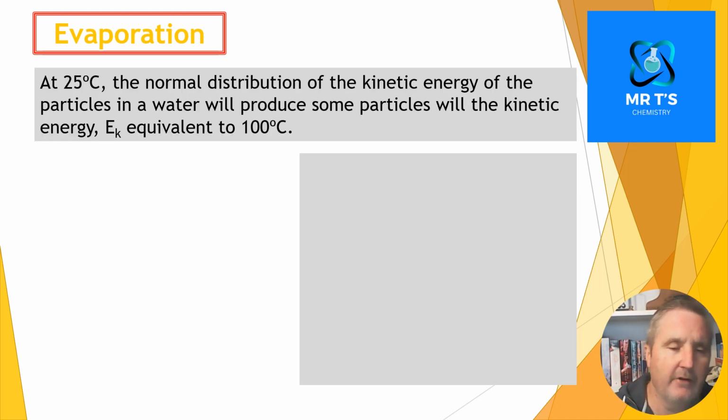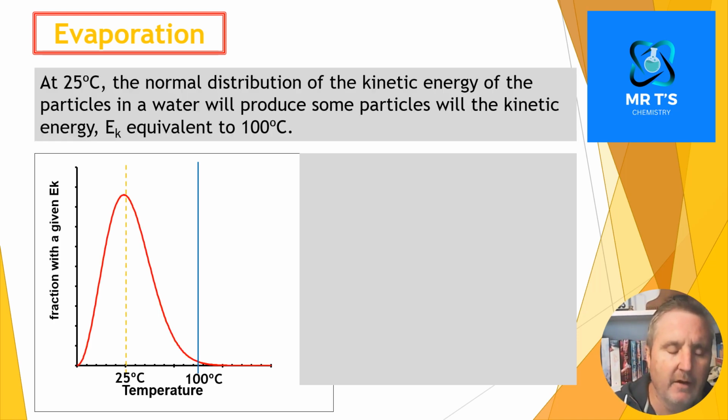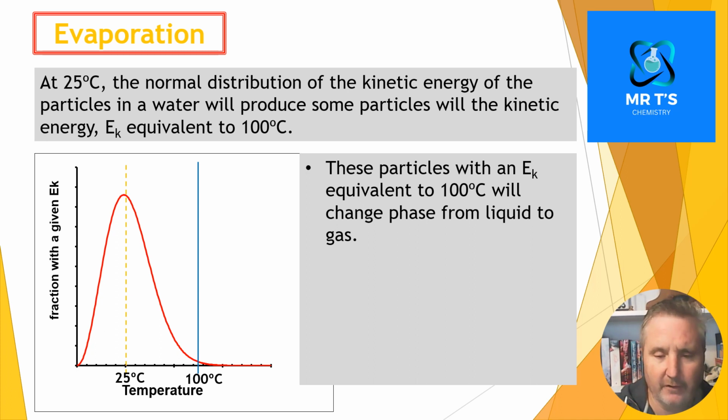Okay, what is evaporation? So at 25 degrees, we have a normal distribution that looks like this. What we can see here is if we put a cutoff at 100 degrees Celsius along the bottom axis, there is a proportion of the particles that are actually above 100 degrees Celsius. So these particles have kinetic energy equivalent to 100 degrees Celsius, even though the solution isn't on average at 100 degrees Celsius.